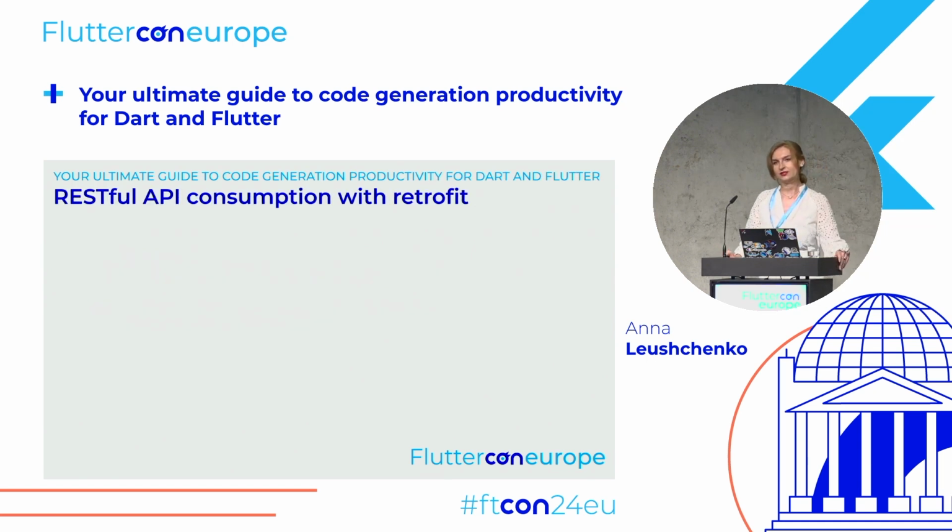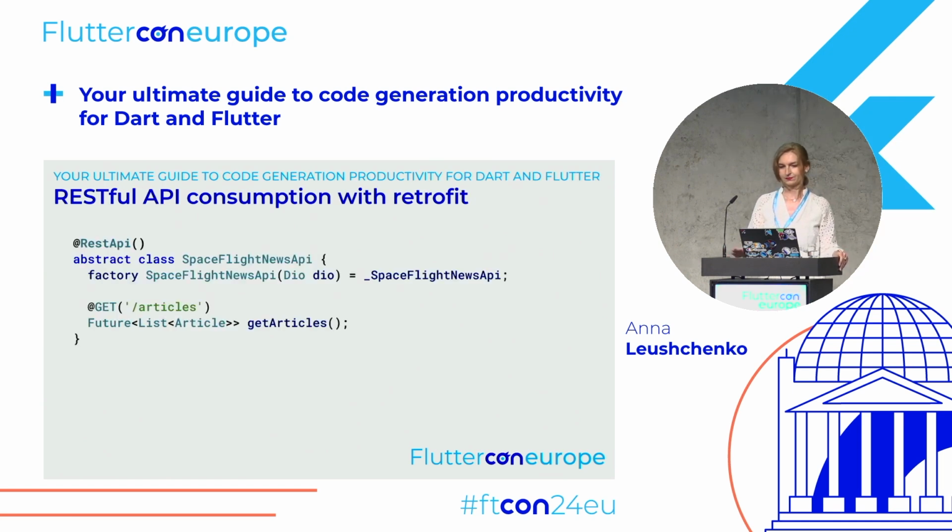The next package is useful for implementing RESTful API consumption. With Retrofit, you can generate methods that will use Dio to obtain data via given paths, query parameters, or path parameters, and parse this data from JSON in just one line. And if instead of Dio you prefer using HTTP client, there is a good code generating alternative called Chopper.